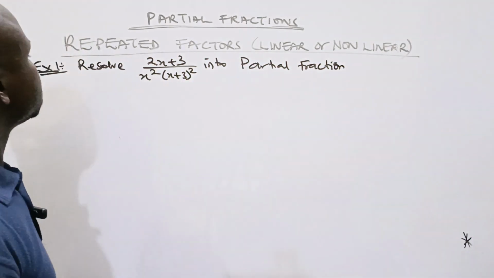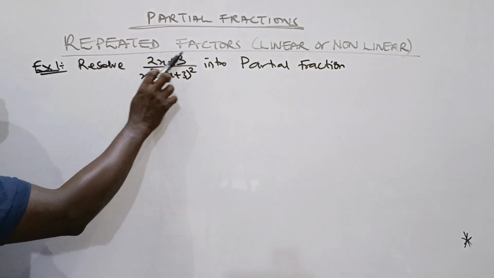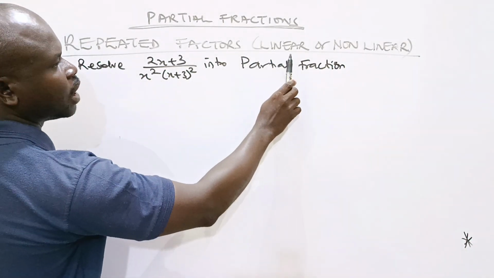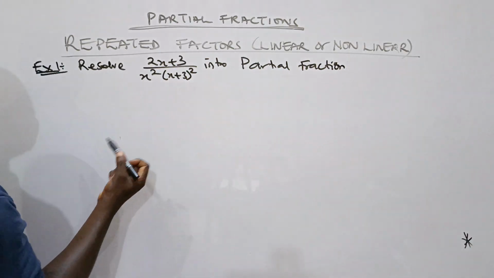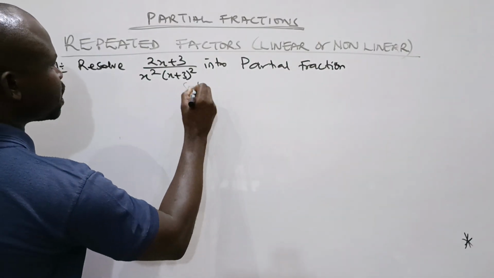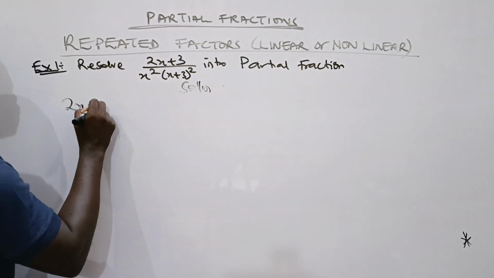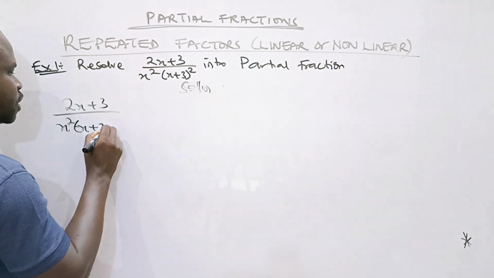Today, we want to look at type 2 of partial fractions. That is when we have repeated factors at the denominator, either the factors are linear or non-linear. So this is type 2, repeated factors at the denominator. How do we resolve this into a sum of its partial fractions? This is what we do. We're going to write (2x + 3) over x squared times (x + 3) squared.